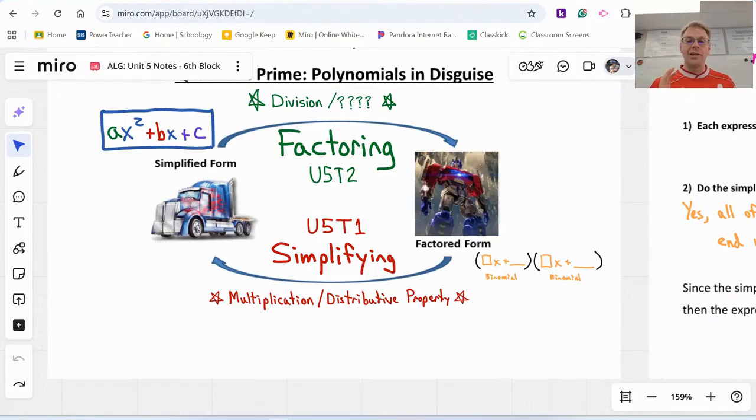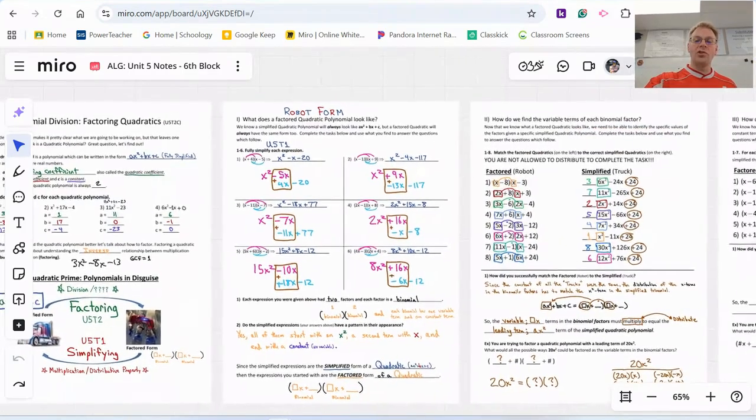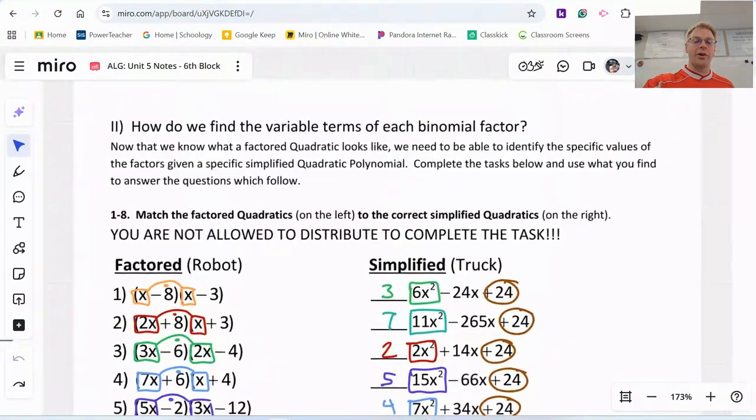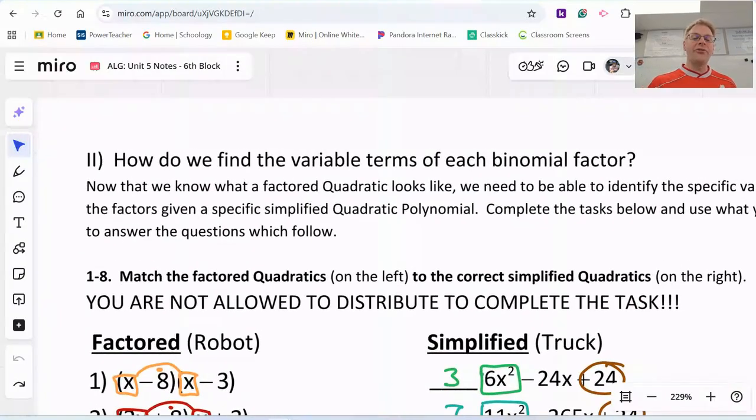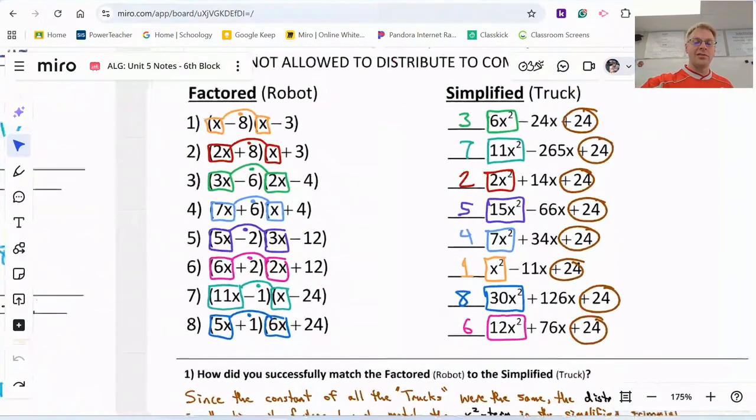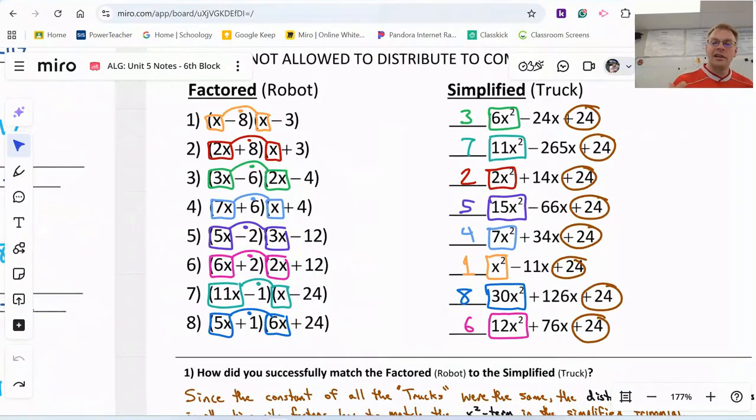But the real question is we've got to be able to fill in those blanks. Each of these rectangles and these blanks here have to be filled in with a specific number so that the factors will actually match with the simplified terms in our trinomial. So to answer that, we started with our second question here, which is how do we find the variable terms in each binomial factor, right? And so we did this little exercise. And again, we didn't get to do this in full on Wednesday because we're running short on time.